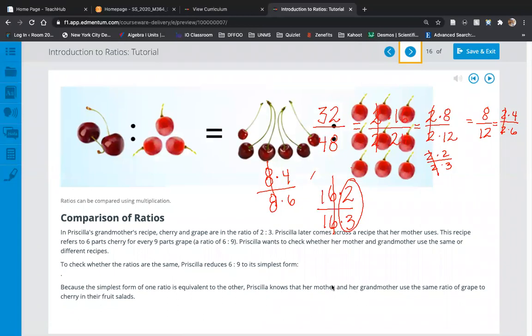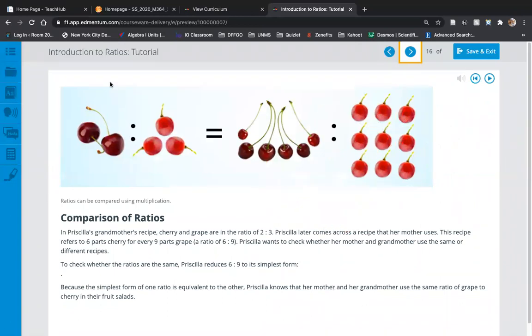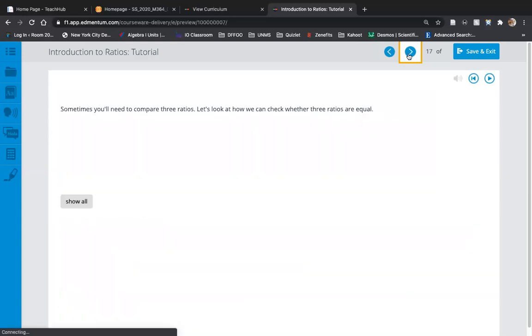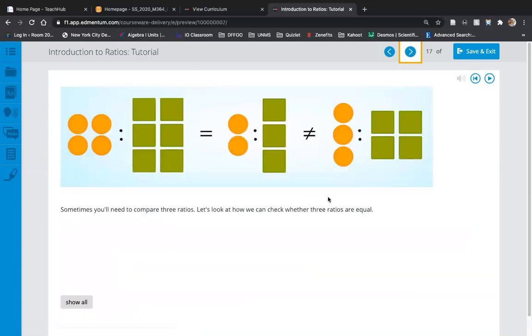Okay, so next page, let's just look at this one here. Okay, so it's talking about comparing ratios. So trying to figure out if ratios are the same or not. You basically want to see if you can scale one up to the other. So we'll look at the example. What do we got over here?